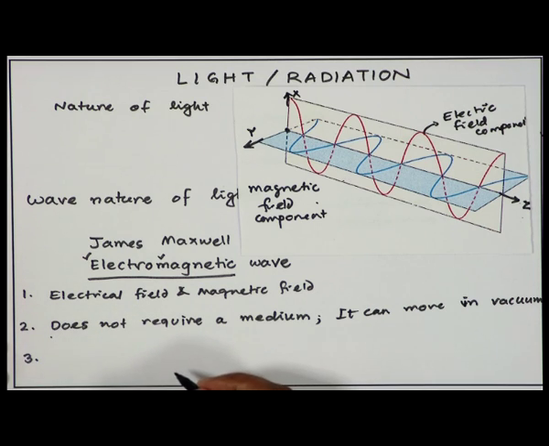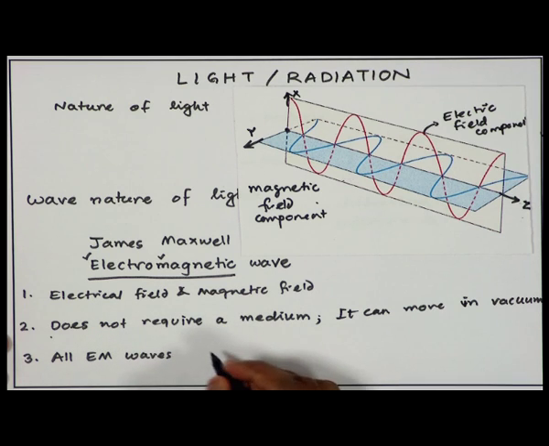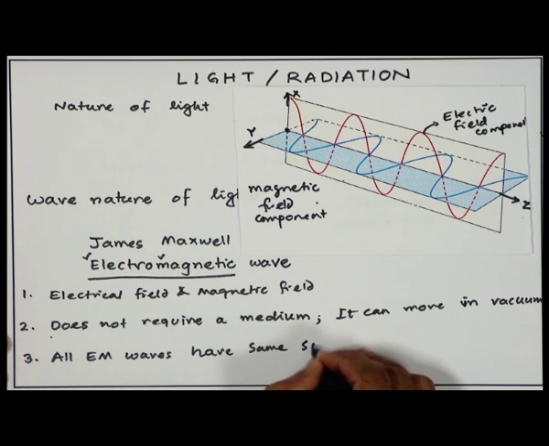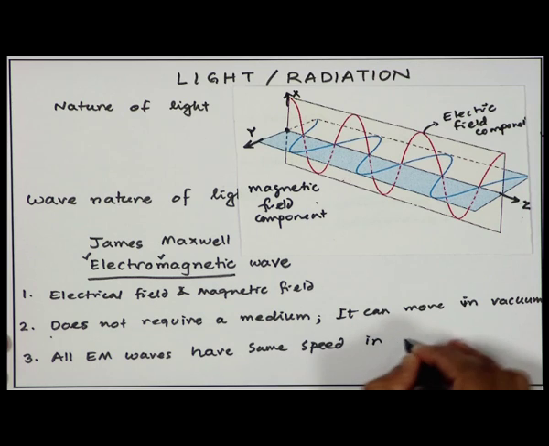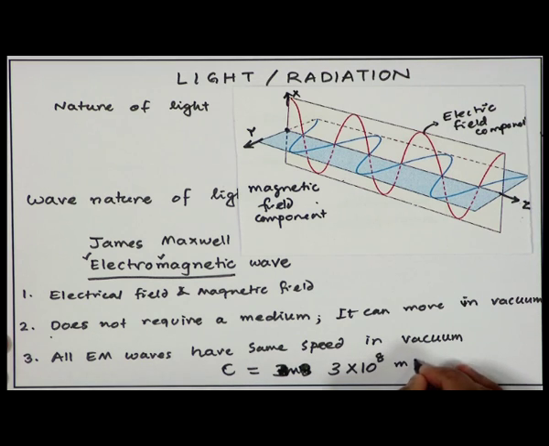A third property is that all electromagnetic radiations, all electromagnetic waves, have the same speed in vacuum, and this speed is actually a constant, and this constant you would know as the speed of light, which is given by 3 into 10 to the power 8 meter per second. This is the speed of light that you would know.